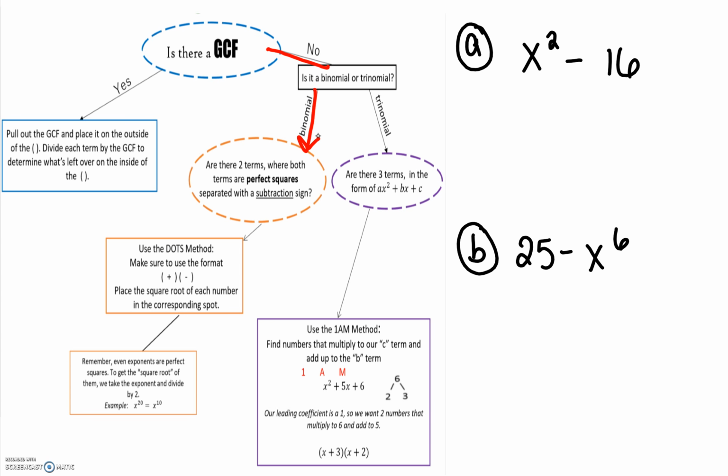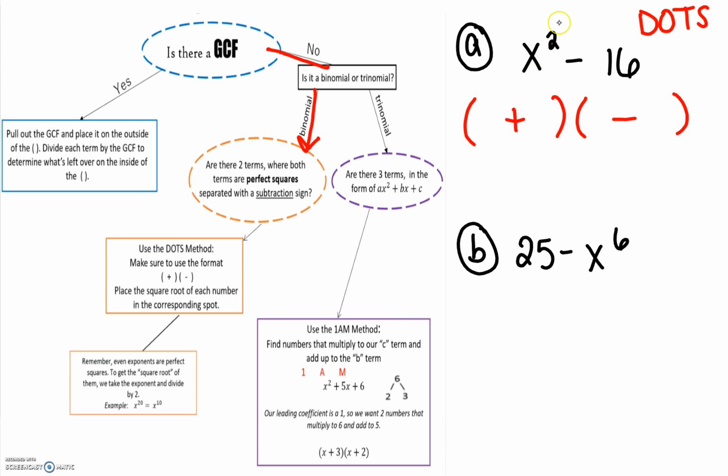Now we have to say to ourselves, is x squared a perfect square? And is 16 a perfect square separated by a subtraction sign? The answer is yes. So this is considered a DOTS problem, which is the difference of two perfect squares. So the setup would be our double factor bubble, a plus sign and a minus sign, and we're going to take the square root of x squared.